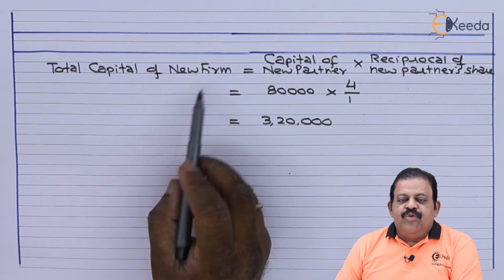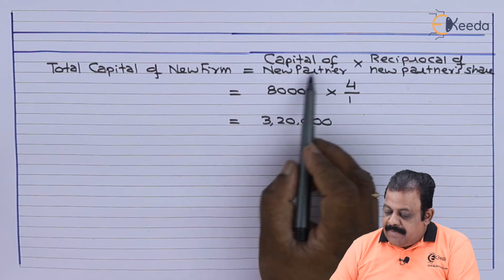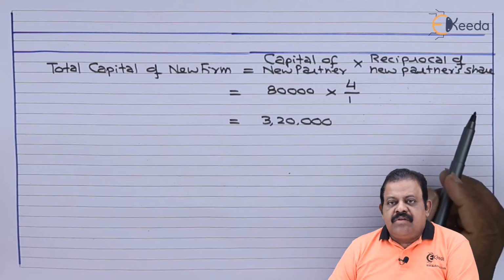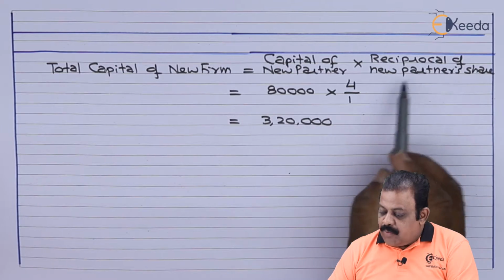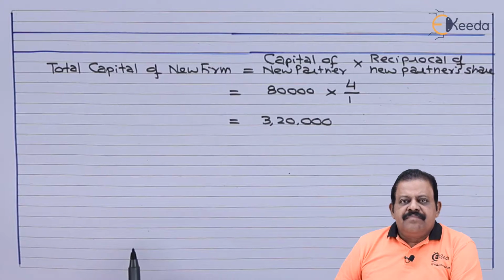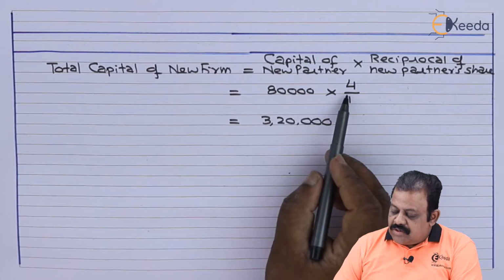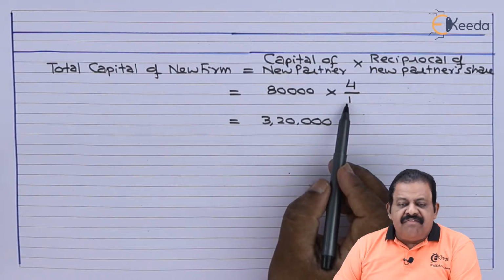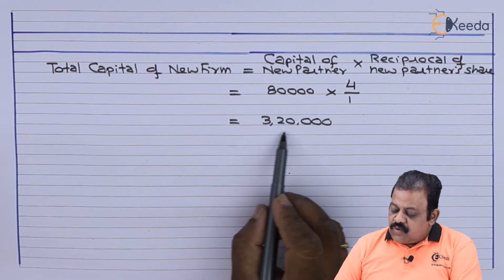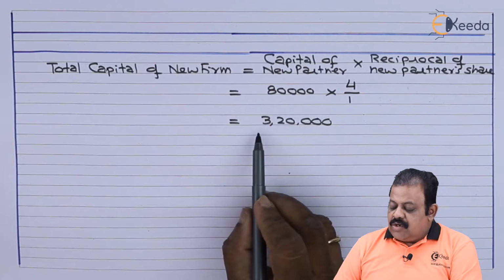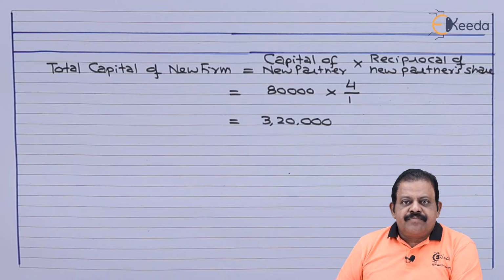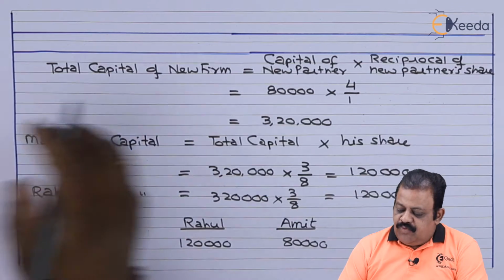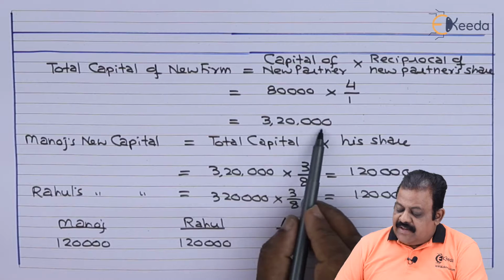Total capital of new firm: capital of new partner 80,000 multiplied by reciprocal of new partner's share. New partner's share is 1/4, reciprocal will be 4/1. It comes to 3,20,000. Total capital of new firm we can calculate as 3,20,000.